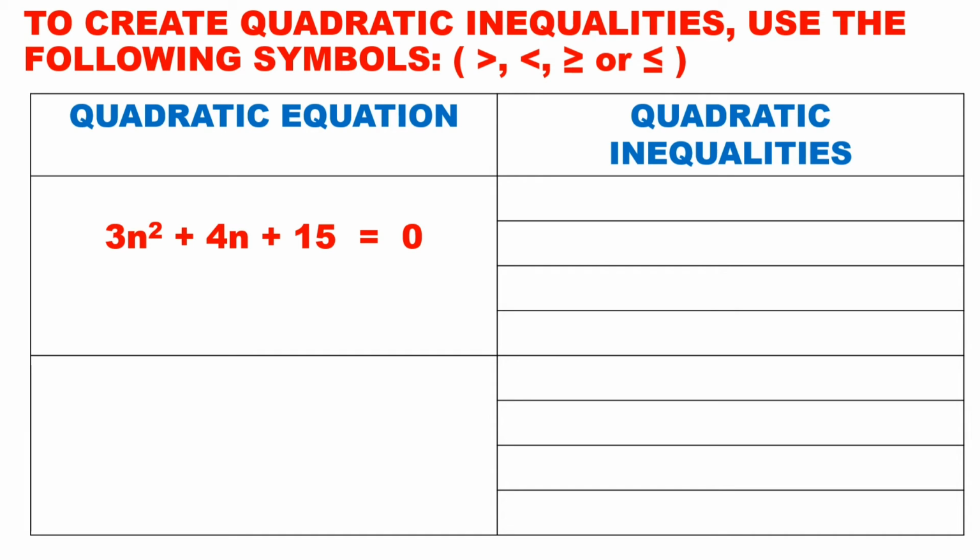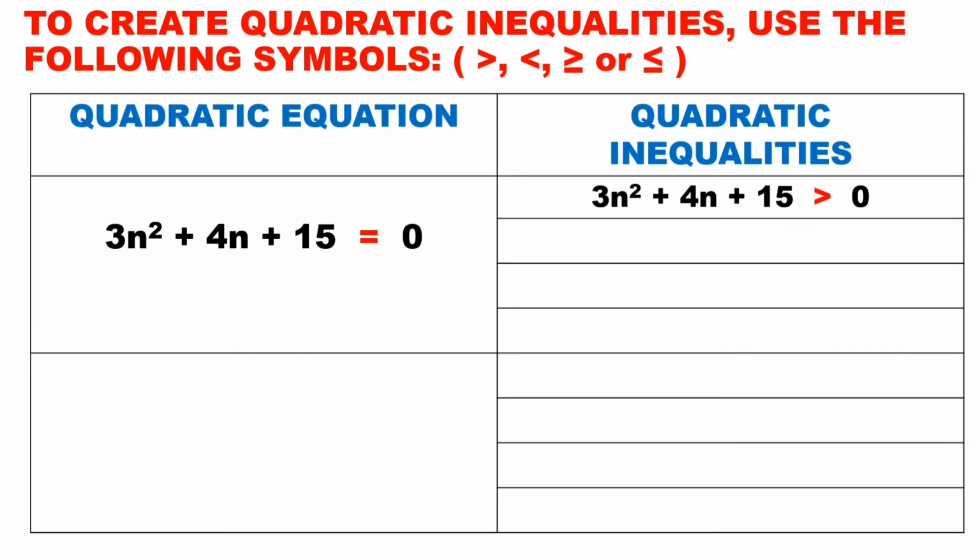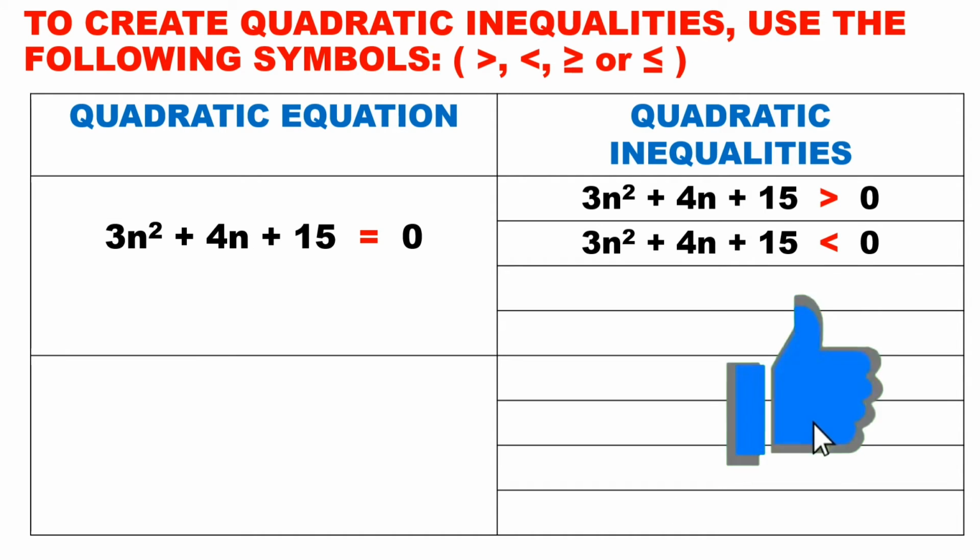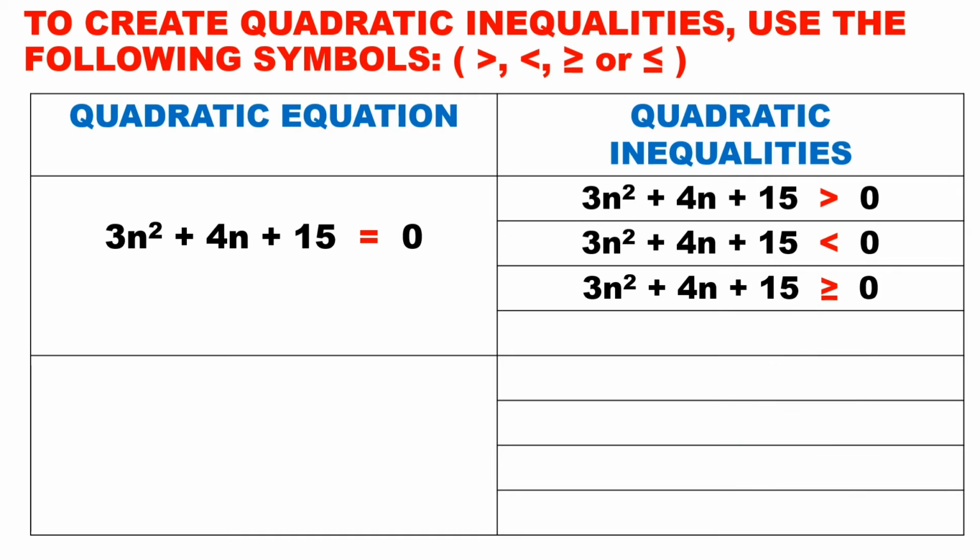inequality symbols. First is 3n squared plus 4n plus 15 equals 0. If you will notice, the sentence symbol is equal. To change into quadratic inequalities, equal will be changed to greater than, less than, greater than or equal to, and less than or equal to.